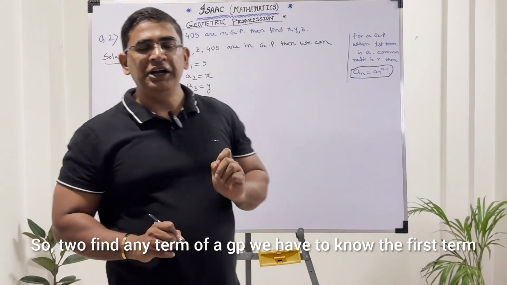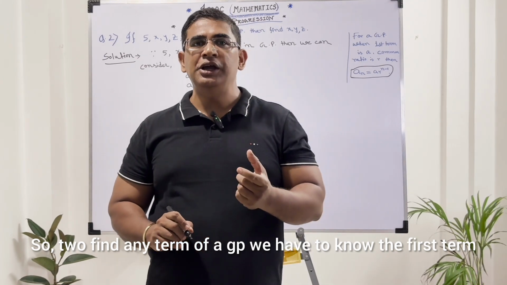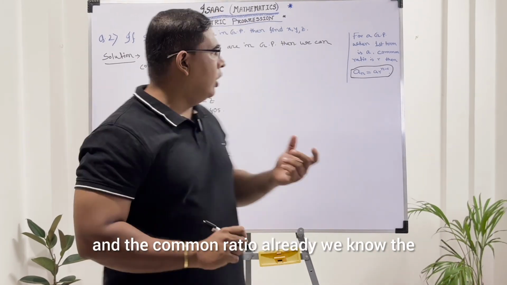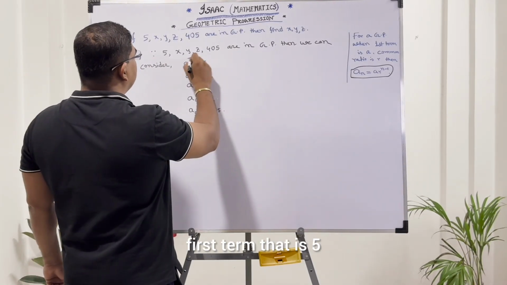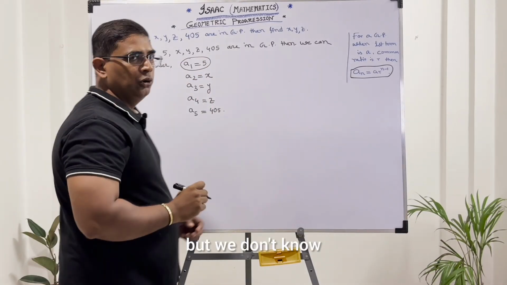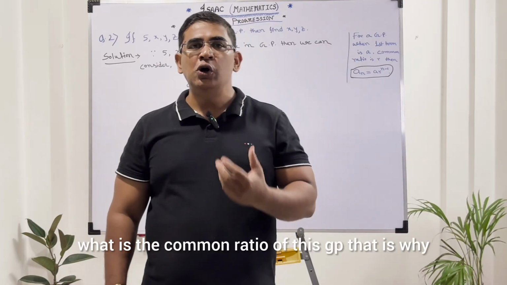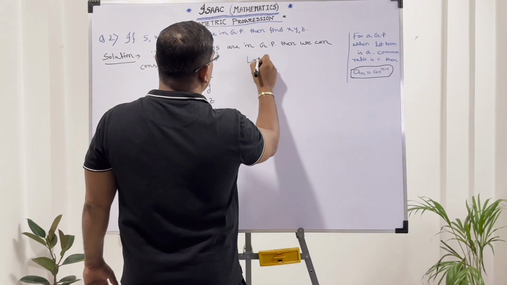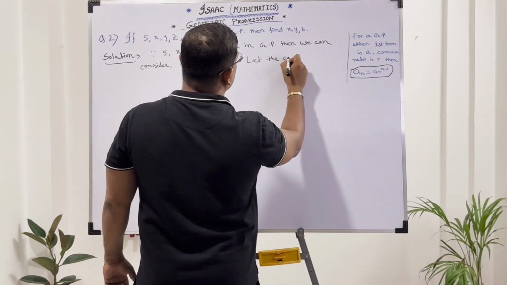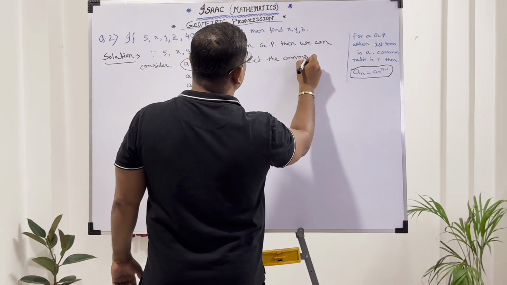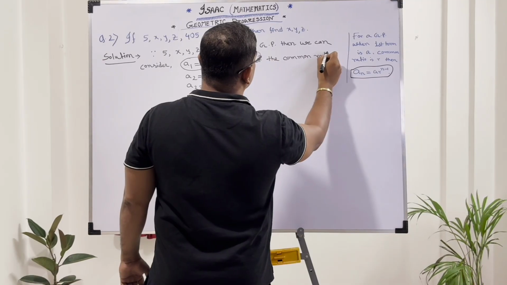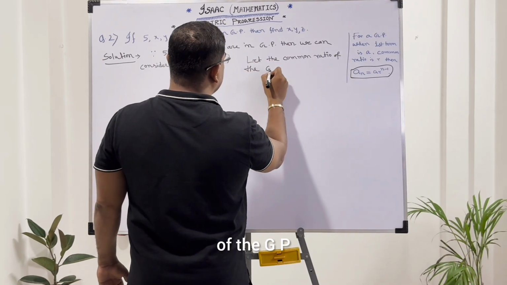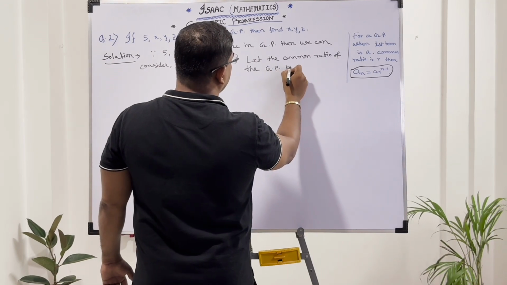So, to find any term of a GP, we have to know the first term and the common ratio. Already we know the first term, that is 5, but we don't know what is the common ratio of this GP. That is why let the common ratio of the GP be R.